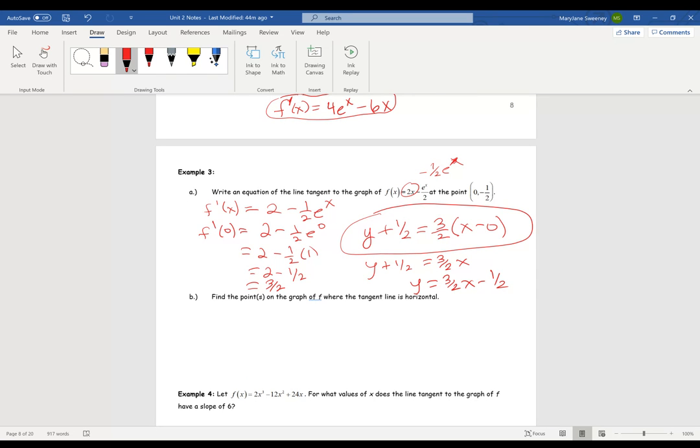Find the points where the tangent line is horizontal. If the tangent line is horizontal, remember the derivative is the slope of the tangent line. So the derivative would have to be 0, because if the tangent line's horizontal, we know the slope of a tangent line is 0. So this is a different way of saying from up here where we had f prime of x equals 2 minus 1/2 e to the x. Here, the slope, the first derivative is 0.